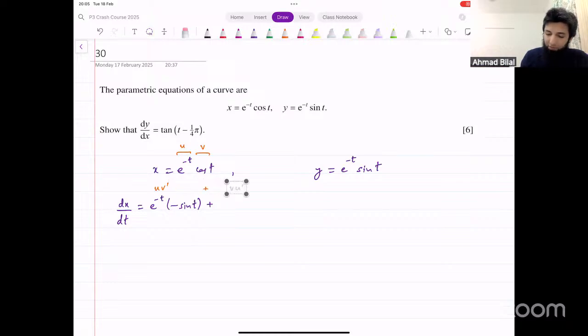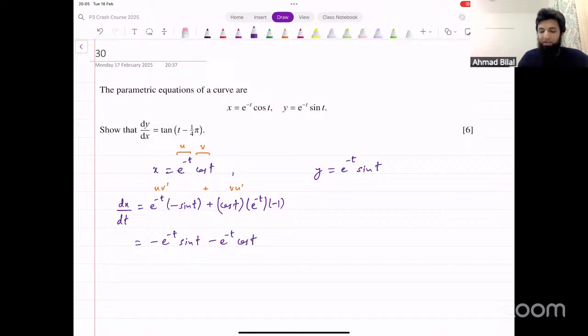Okay, now what would that be? V as it is, that means cos of t as it is, into derivative of e raised to power minus t, that will be e raised to power minus t times minus 1. Derivative of minus t is minus 1, so you multiply with that. And now you simplify this. This gives you minus e raised to power minus t sine t minus e raised to power minus t cos t. And that's what dx over dt turns out to be.